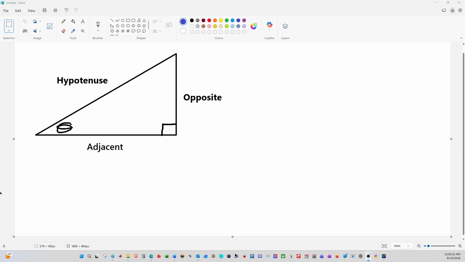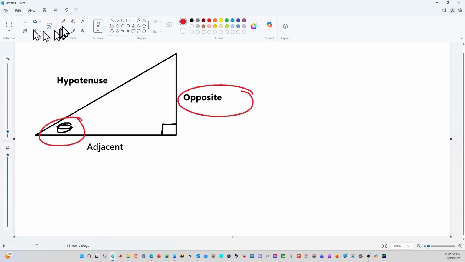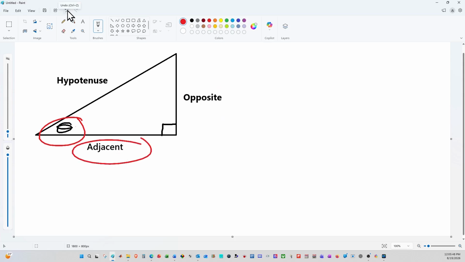Just to refresh your memory, you can see where the angle theta is going to sit. The short side right across from it will be known as the opposite. The short side right next to theta is going to be known as the adjacent. And the longest of the three sides is going to be known as the hypotenuse.